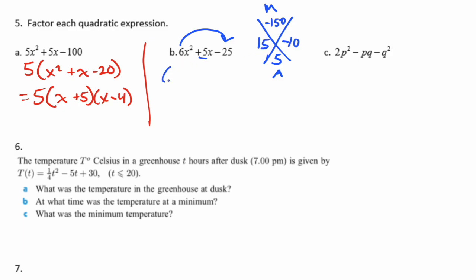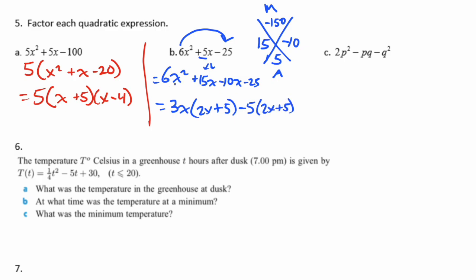That means we can split the middle term, the 5x, into 15x and negative 10x. And then here we have 3x times 2x plus 5, 2x plus 5 here. So we factor the GCF from the first two terms, we get that, and factor the GCF from the second two terms, we get this. Then we factor out the 2x plus 5 from both these terms, and we get 2x plus 5 times 3x minus 5.